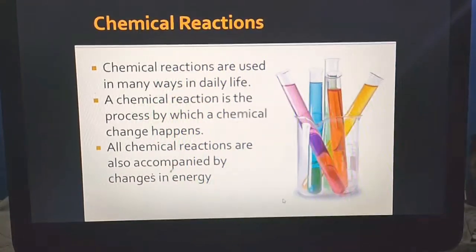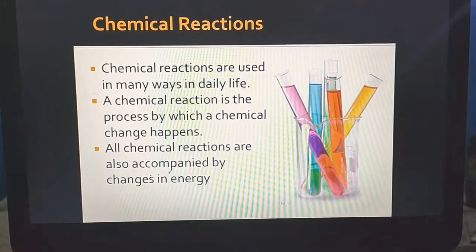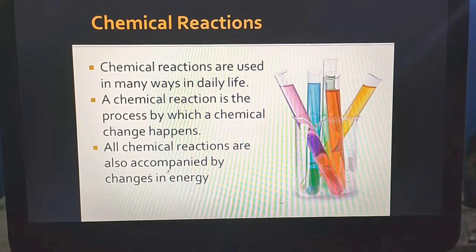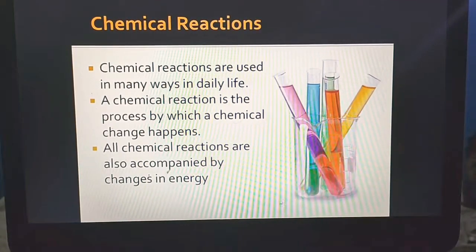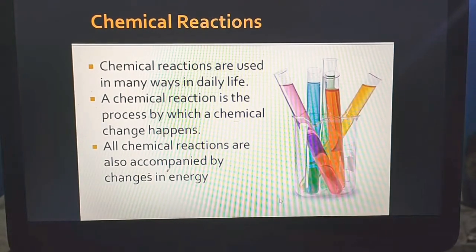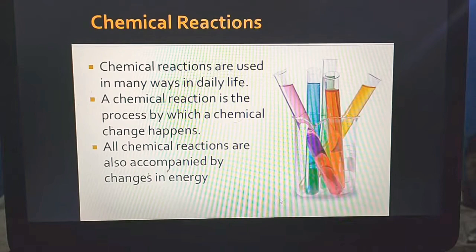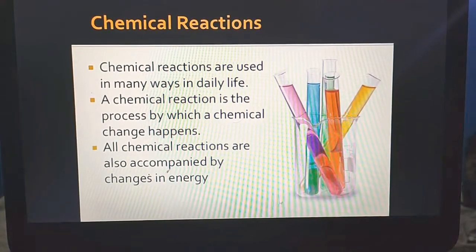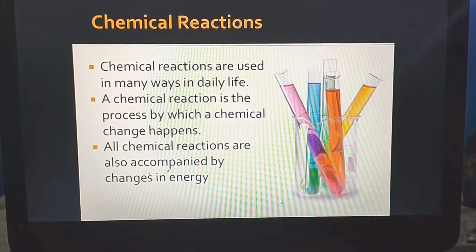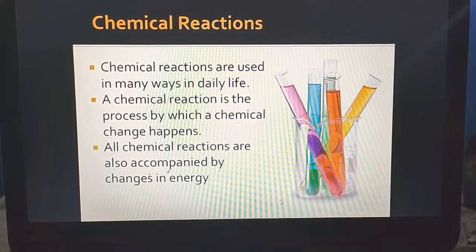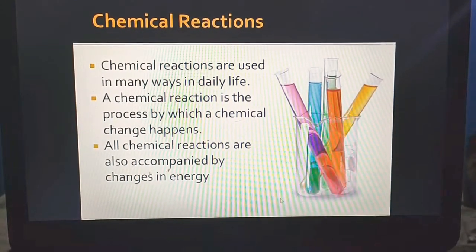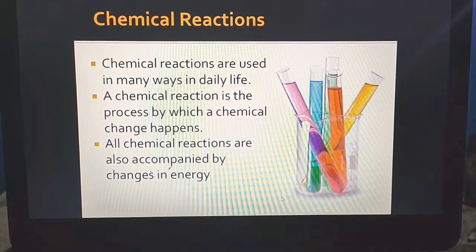Now, two terms came, that is reactants and products. You all know that reactants are what? The substances which take part in a chemical reaction. And products are the substances which are being formed by the reactants. Now, we write reactants on the left hand side and products on the right hand side. We have studied this in standard 7 also.